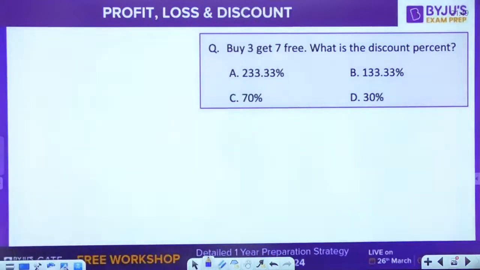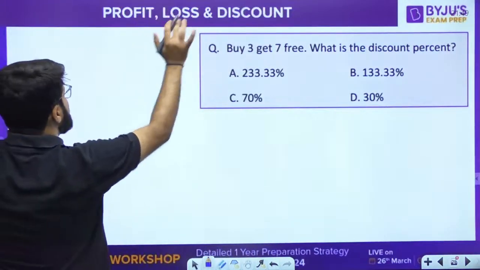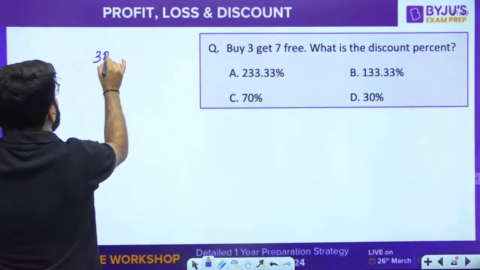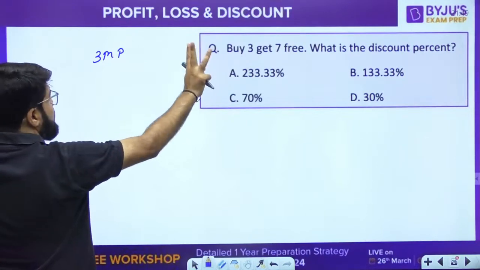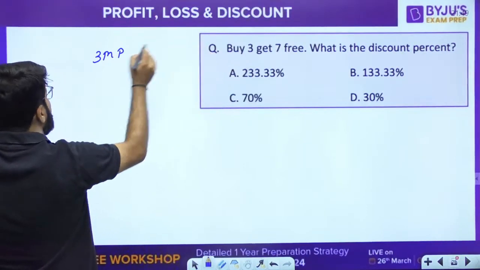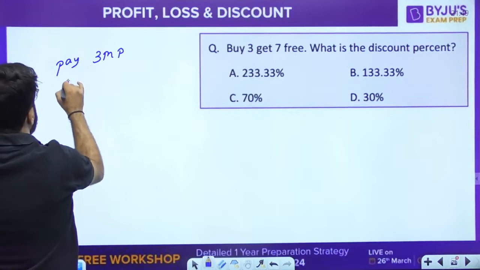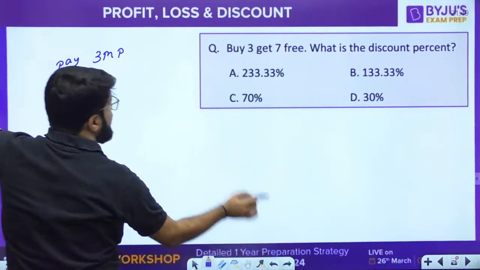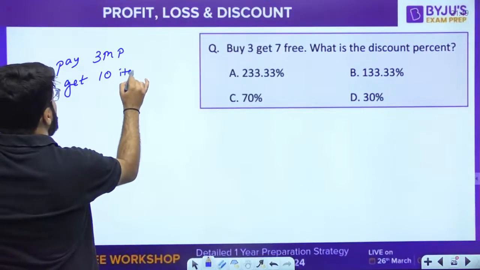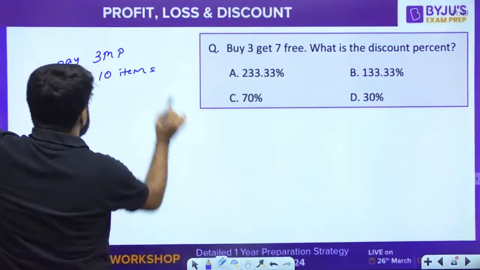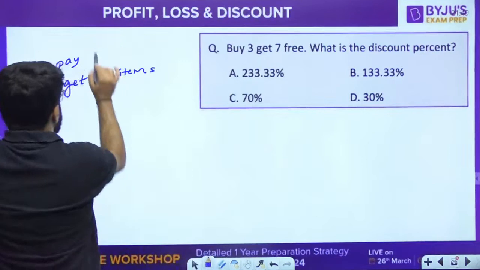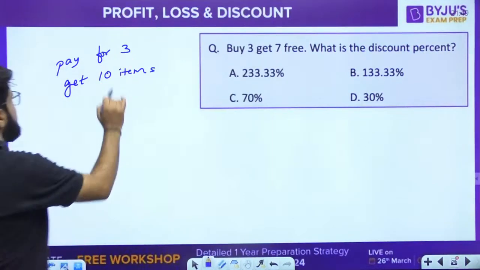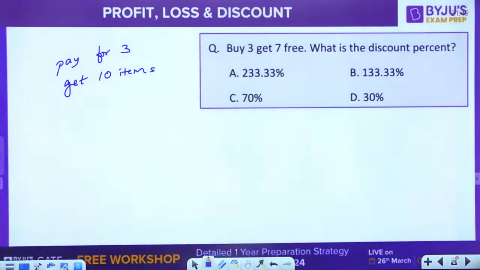Tell me. So you just buy 3. You pay the amount that is equivalent to 3 times the marked price because you are buying 3. But you get 10 items. You pay for 3, you get 10 items.